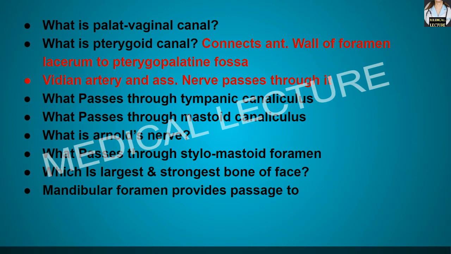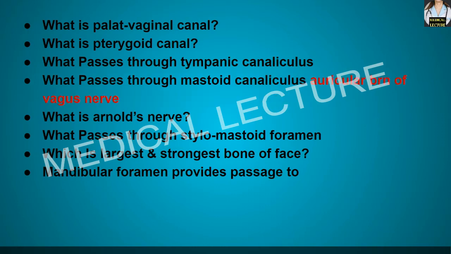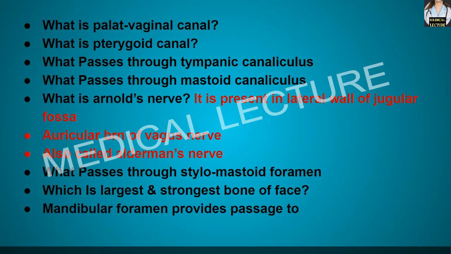What passes through the tympanic canaliculus? The tympanic branch of glossopharyngeal nerve basically passes. What passes through the mastoid canaliculus? Auricular branch of vagus nerve basically passes. What is Arnold's nerve? This nerve is actually present in the lateral wall of the jugular fossa, and remember, the auricular branch of vagus nerve is actually known as the Arnold's nerve, and Arnold's nerve is also known as the Alderman's nerve.